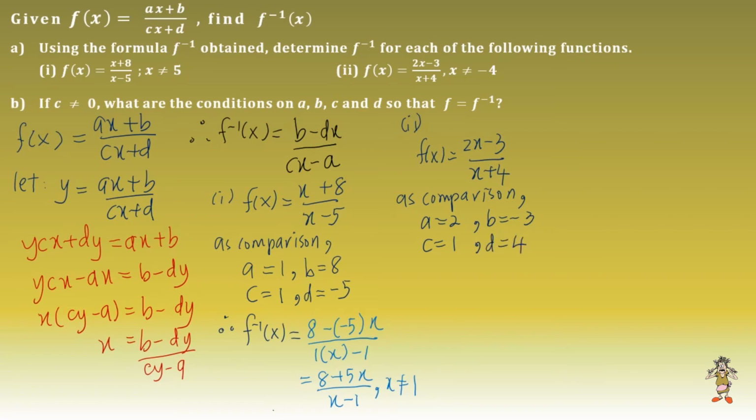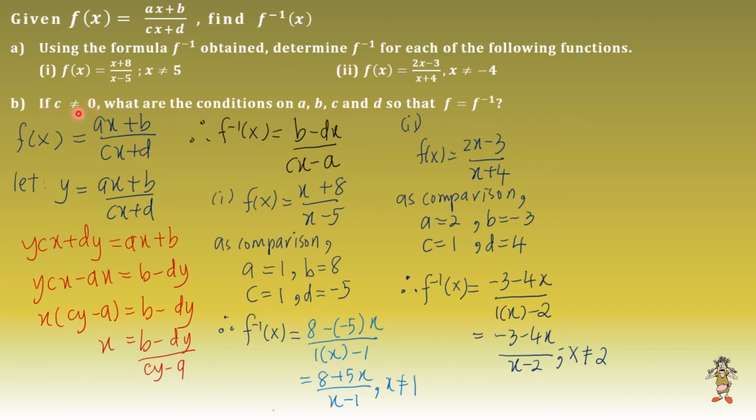4, right? So therefore, our inverse function is (b minus dx) over (cx minus a), which is (negative 3 minus 4x) over (x minus 2), and x is not equal to 2. Now proceed to part B.